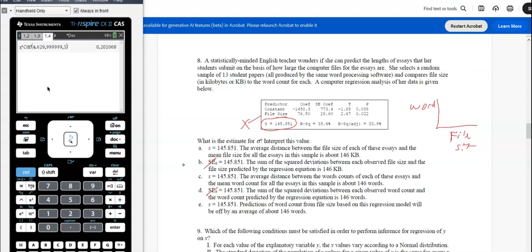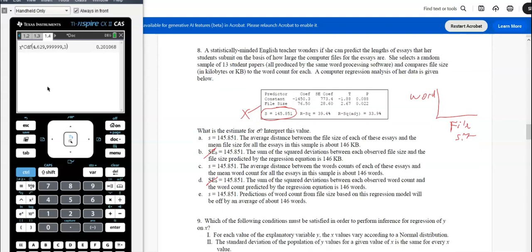The average distance between the file sizes and the mean is about 146 kilobytes. The average distance between the word counts of each of the essays and the mean word count is about 146. Predictions of word counts for files in this regression model will be off by an average of 146 words. So this is an interesting one.